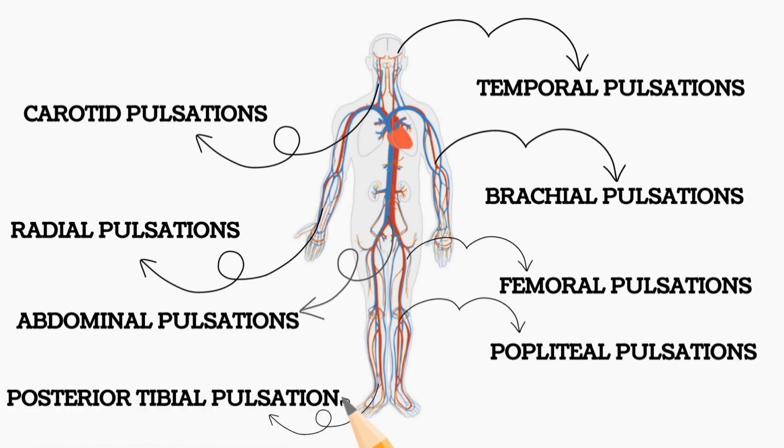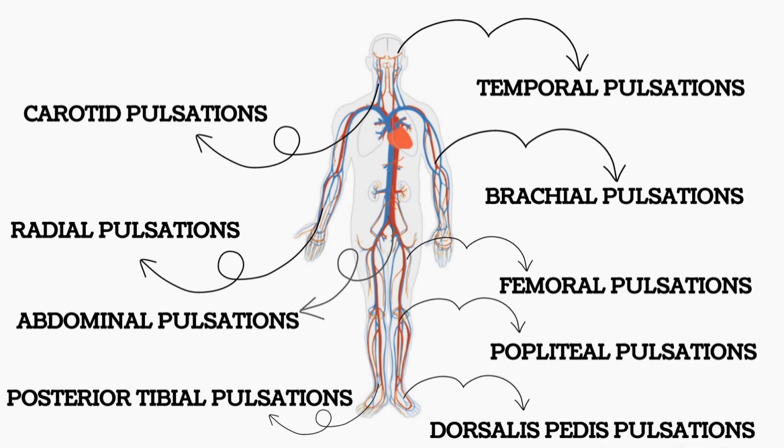The femoral pulsations are felt on the upper leg near the symphysis pubis. The popliteal pulsations are felt behind, or the posterior surface of, the knee joint. The posterior tibial pulsation and the dorsalis pedis pulsation are both felt on the lower leg.